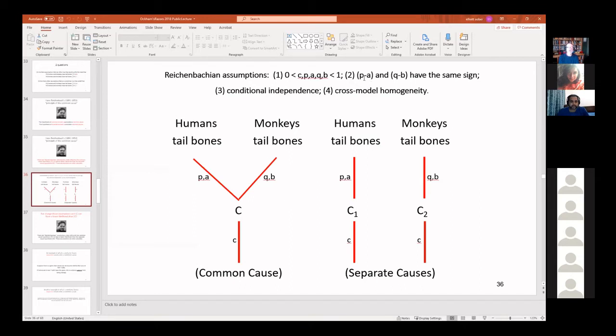Okay, so that's that. So what does this mean? Let's just consider the case where P is greater than A and Q is greater than B. That's the one that's plausible in this example from evolutionary biology. So the probability that humans have a tailbone is greater if this ancestor already has the tailbone than it would be if the ancestor lacked a tailbone. P is greater than A here.